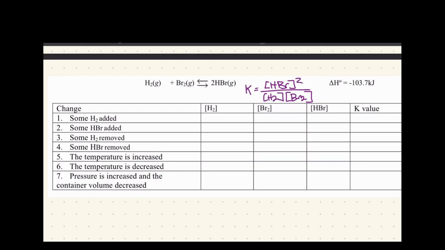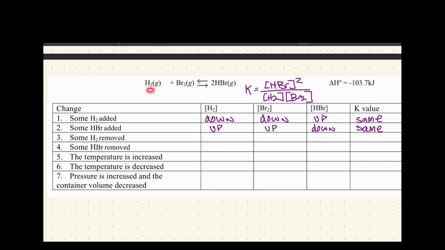So I see the concentration of H2 is going to go down. The concentration of Br2 is going to go down. And my product HBr is going to go up. K is a constant, so this stays the same. If I add HBr, the opposite's going to happen. I'm going to have more product than I should have relative to reactant. So I'm going to see H2 go up, Br2 go up, and HBr go down. Again, K, we're at the same temperature, so it's a constant.